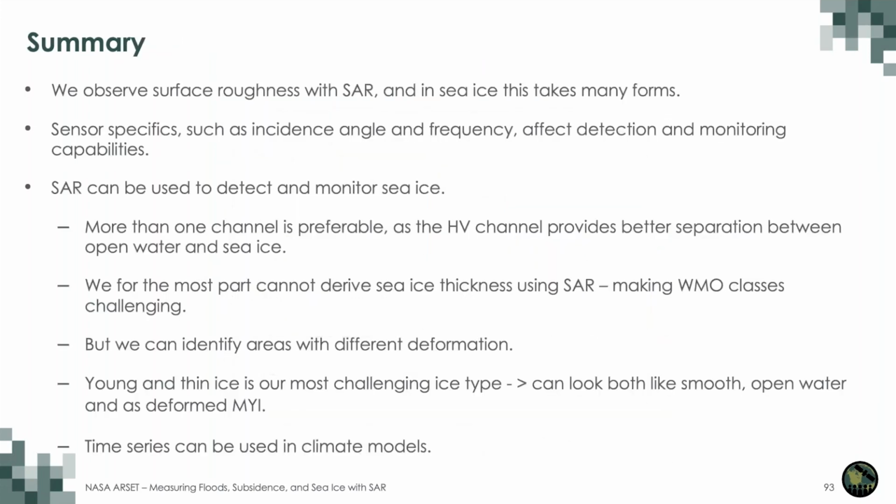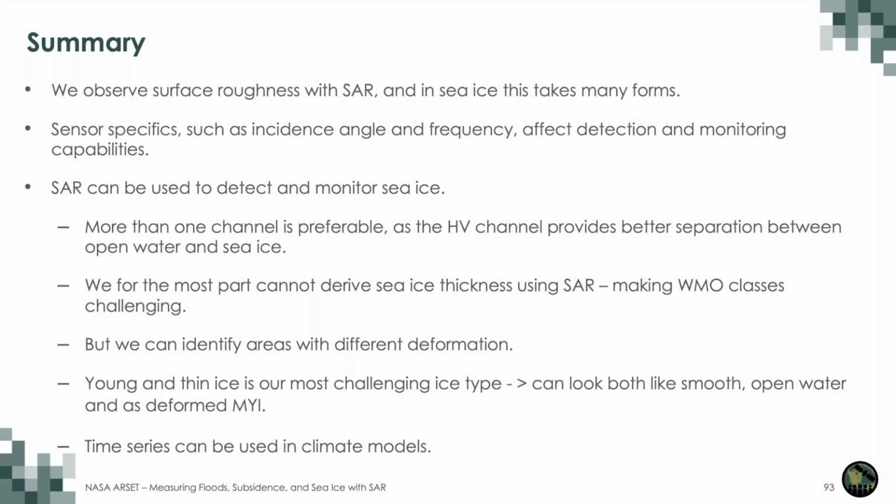So from the lecture today, I hope you have now learned that we can observe surface roughness with SAR images, and the sea ice takes many forms, so we need to account for the different roughness scales and how they relate to the sea ice itself. We need to look at sensor specifics such as the incidence angle and frequency and how they affect the detection and monitoring capabilities. The great news is that SAR can be used to detect and monitor sea ice. When we can have more than one channel, that is great because, for example, the HV channel provides better separation between open water and sea ice.